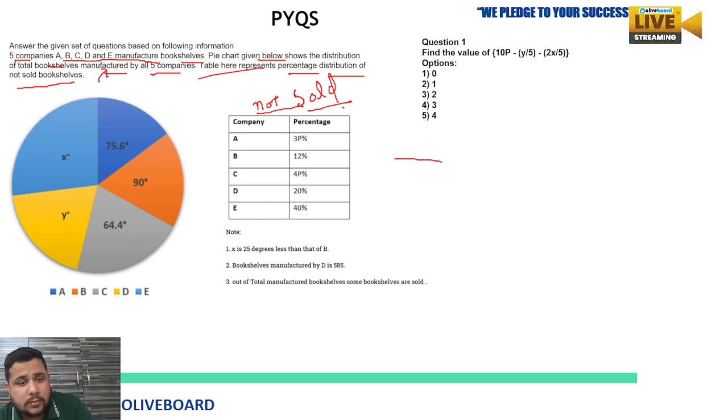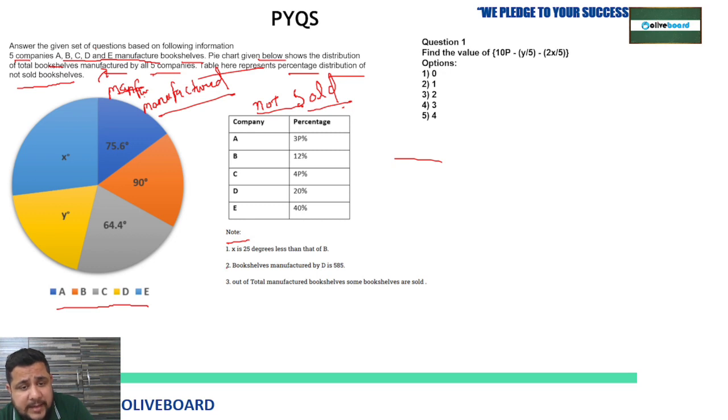Now A, B, C, D, E. Here you can see this is the distribution of total manufactured. So this is for manufactured. Now after this, if we look further, there is a note where some extra detail is given.